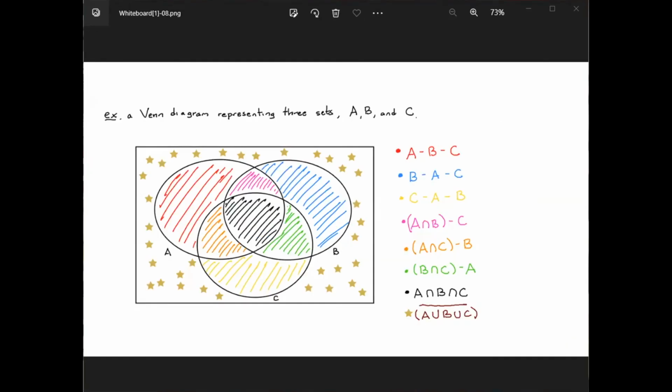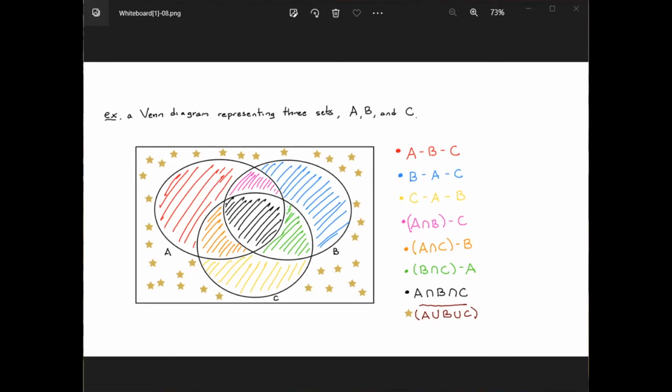Here's your typical Venn diagram that represents 3 sets, which I've called A, B, and C. I color-coded it and got a little excited about learning the stamp feature on my Zoom whiteboard. So I used the stars to represent the complement of the union of the 3 sets. That's the bottom one. Now, every other set, the red set, all the way to the left is A minus B minus C. The blue is B minus A minus C, and so on. Check to make sure that you understand what each of these regions represents.